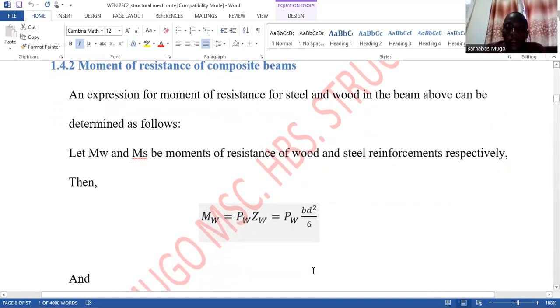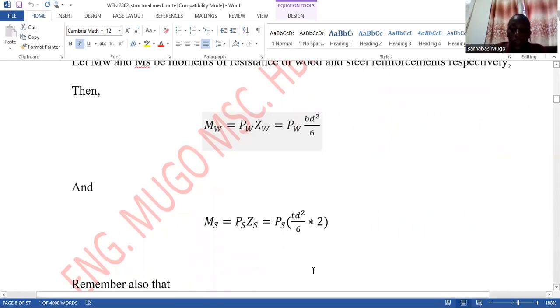So you need to get the information well. Then from there, you need also to get the moment of resistance of the steel section. It is the stress of the steel section multiplied by the lever arm of the steel section.